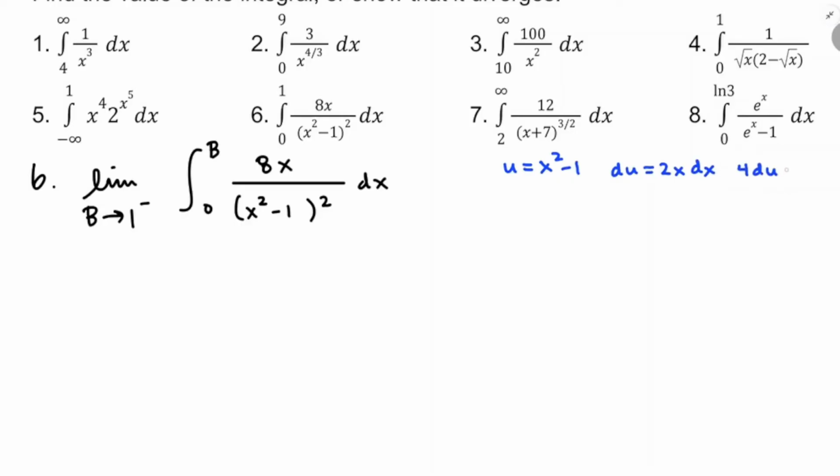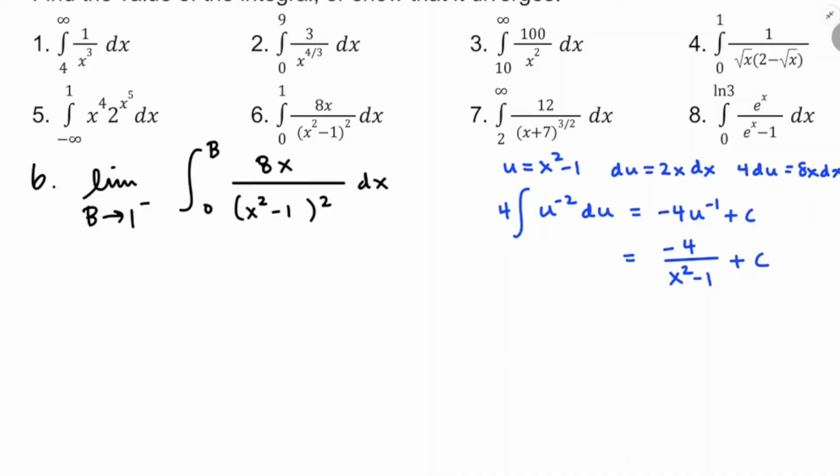4 du would equal 8x dx. So I'm going to be having 4 times the integral of 1/u squared with respect to u. That's going to be negative 4u to the negative 1. So that would be negative 4 over x squared minus 1 plus c.